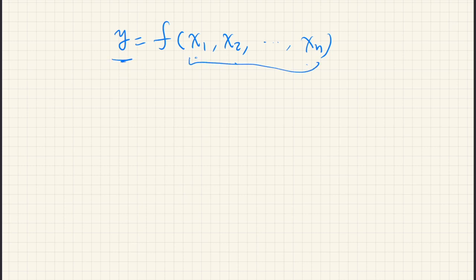In this video, we study multivariate functions that are functions of many variables. So it will look like something like this: y is equal to f of x1, x2, and so on up to xn. So in this case, there are n variables. And these are inputs, and y is the output. So this f is a function from the n-dimensional Euclidean space to real numbers.